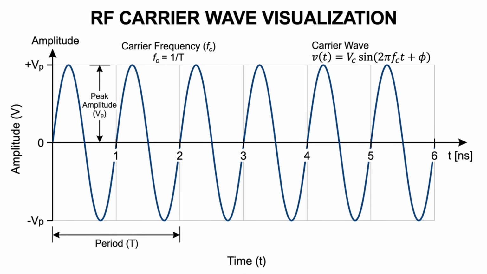Almost every RF signal in nature starts as a sinusoidal waveform. Whether it is a carrier wave, an antenna signal, or an oscillation in a circuit, sine waves are the fundamental building block. In this lesson, we will understand sinusoidal functions and why they are the natural language of RF signals.